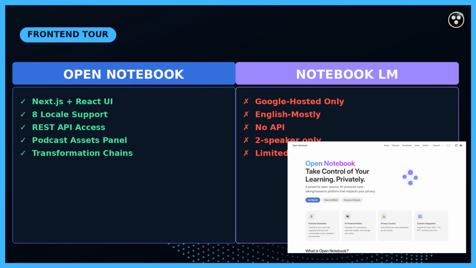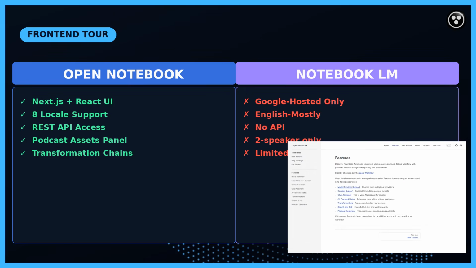The feature page lists capabilities clearly. The Assets panel lets you see and manage all generated podcasts, note exports, and transformation outputs in one place. Mobile responsiveness is solid for a reading and review workflow, though I would call the authoring experience desktop first. Overall, the UI is clean, purposeful, and genuinely pleasant to use for deep research work.